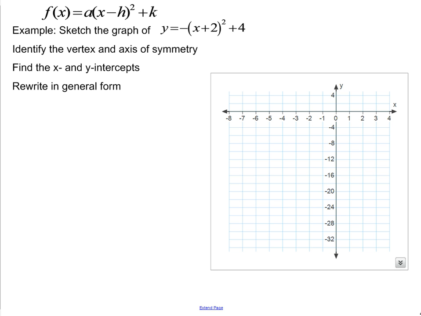Okay, continuing with our discussion of quadratic functions here in standard form, let's say we're asked to sketch the graph of y equals negative of the quantity x plus 2 squared plus 4. How will we handle that? Well, one thing that we need to do right away is to identify a, h, and k in this setup as per our form right here.